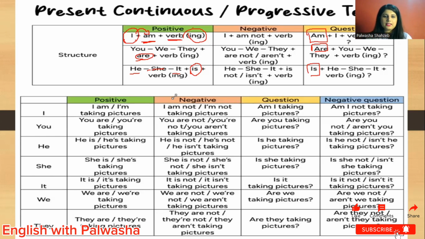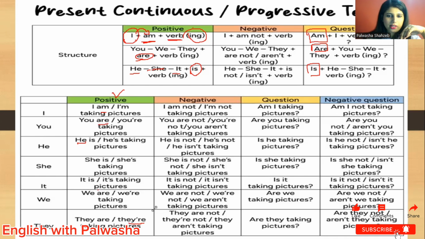Again, you can see the example sentences of positive. I am taking pictures. You are taking pictures. He is taking pictures. So with each subject, there is a change in the helping verb, so you can note this thing. She is taking pictures. It is taking pictures. With it, we have to use is. We are taking pictures. We is more than one, so are. They are taking pictures, and if we have to use a short form contraction, we will say they're taking pictures.